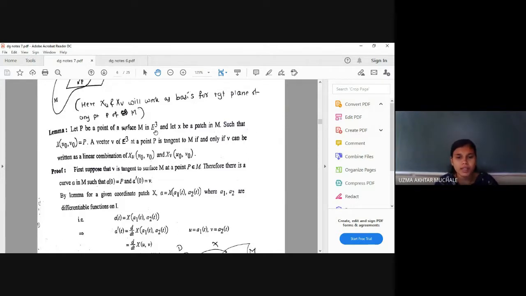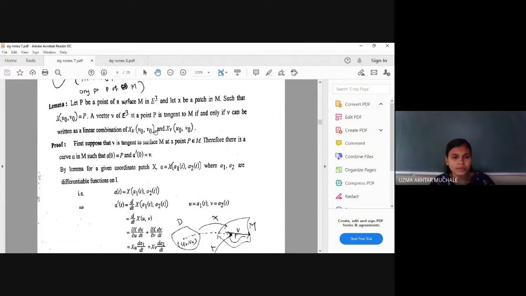That means any vector v can be written as a linear combination of the basis vectors. So these are the things provided to us, and we have to prove that v can be written as a linear combination of the xu and xv. Okay, so let us start with the proof.